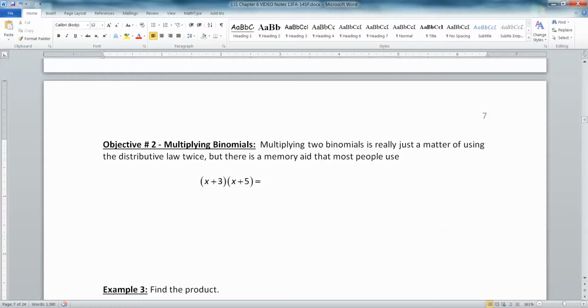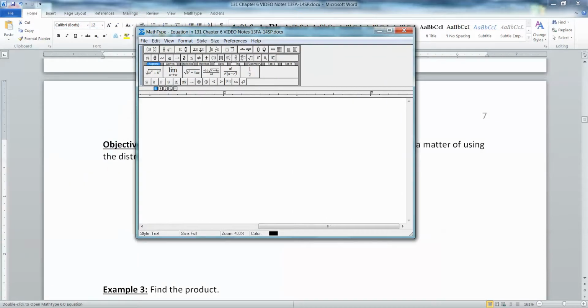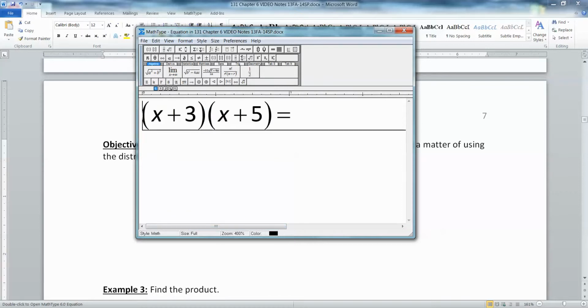So let's start with multiplying binomials. Now a binomial is when it has two terms. So if you look here, there's a monomial, the x. There's another monomial, the 3. And when you string them together with an addition sign, that makes them a binomial because there are two of them, right? Same thing here. This is a binomial, 2 terms. Okay, so we are going to multiply this.